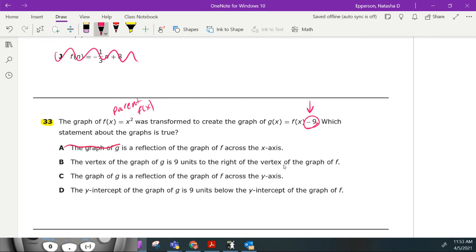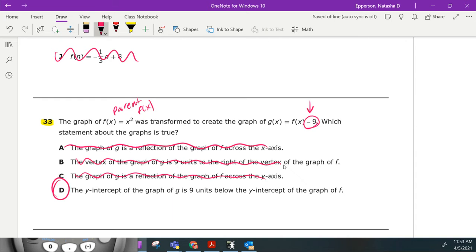A says reflection. Nope, we don't have a reflection. B says the vertex of the graph is 9 units to the right. Nope, we're not shifting to the right or the left. That would have to be inside the parentheses, so that's out. C says reflection. Again, that's out. So by default, our answer has to be D.